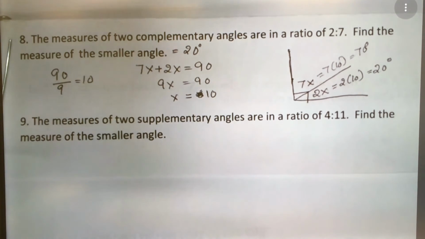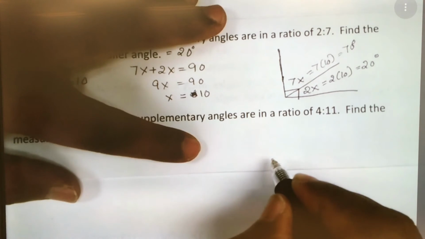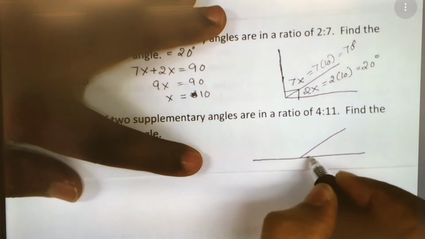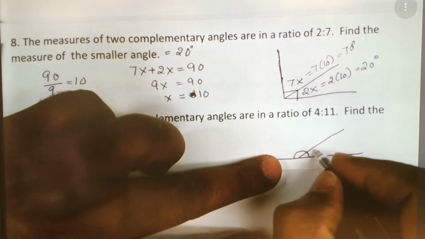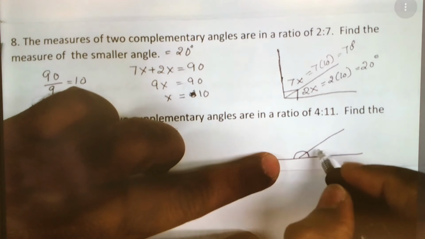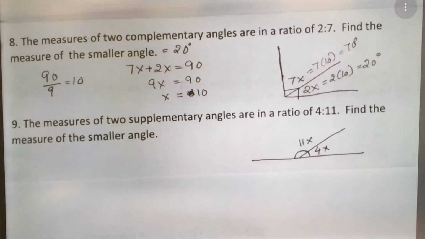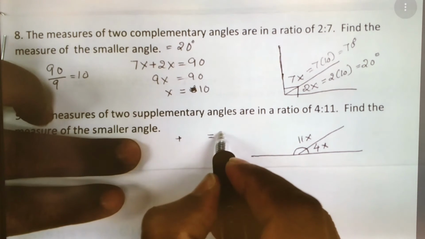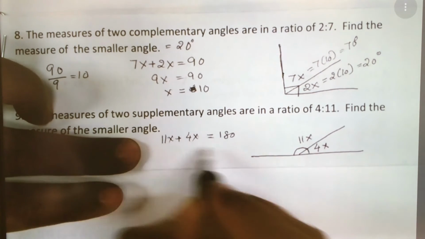Welcome back. I hope you have done that question. So let us do that together so that if you made a mistake, you know what the mistake is. So I have 2 angles, they are supplementary. So they add up to 180. The ratio is 4 is to 11. So I can write the expression for one angle as 4x and the second angle as 11x. Now I have the expression for both angles. So those two angles add up to 180. So one angle is 11x, the second angle is 4x, equal to 180.